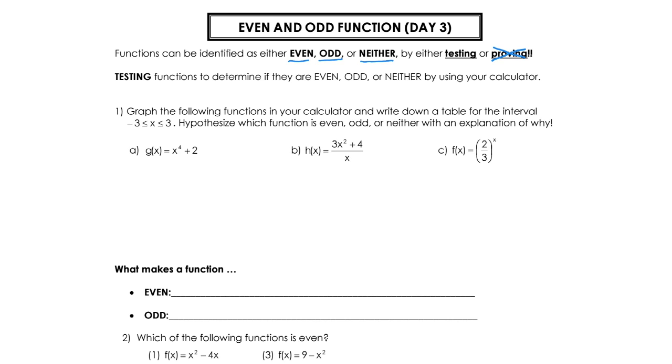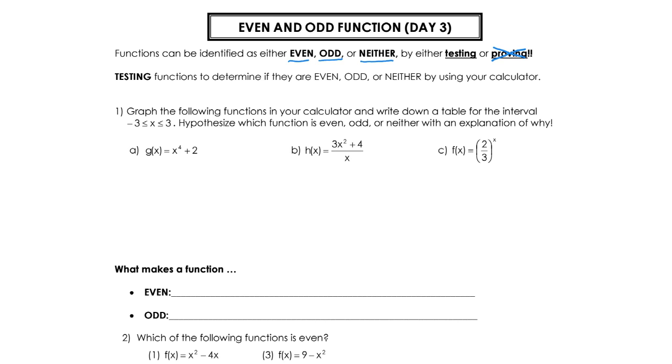So here we go. In number 1, it says graph the following functions in your calculator. PS, you're going to need your calculator. I don't know how to pull up a calculator while I'm on this program, so I have mine side by side. I'll write down as much as I can, but you should also have your calculator side by side so you make sure that you're typing in and getting the same stuff I am getting.